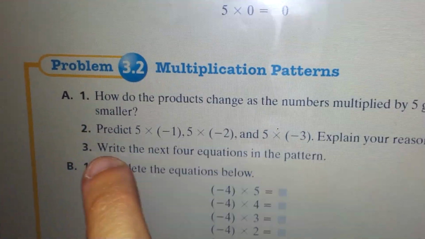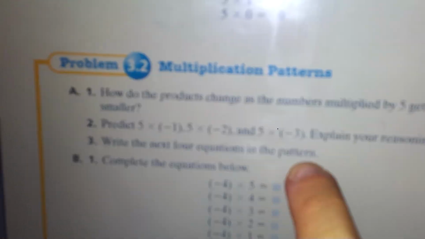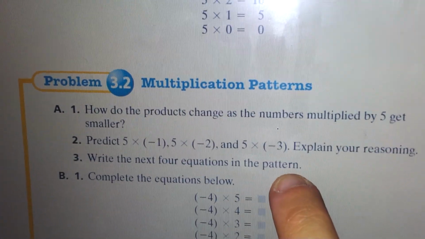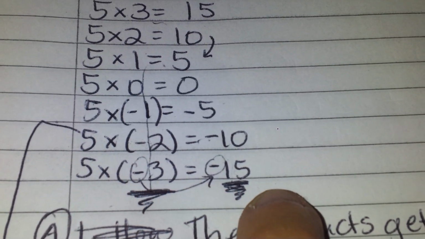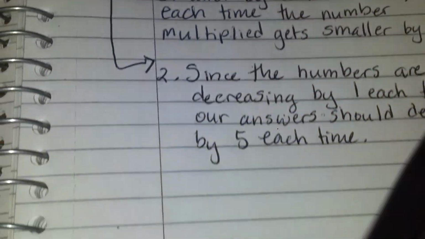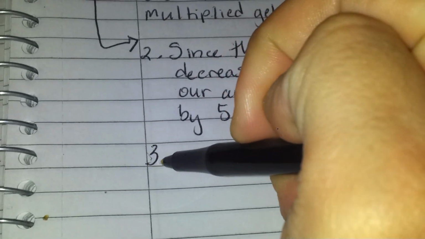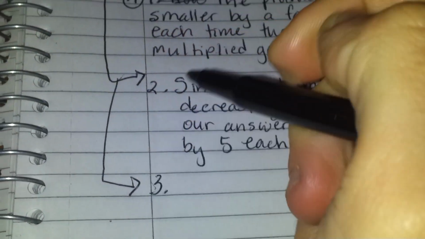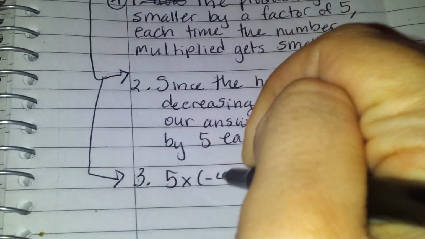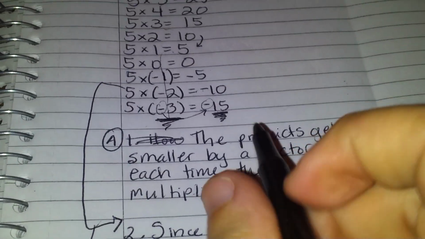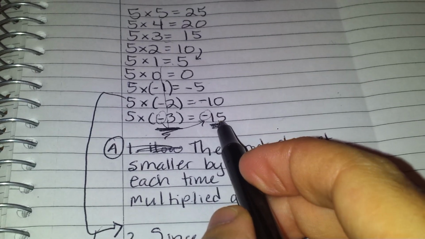Let's check out number 3. Number 3 is asking us, write the next 4 equations in the pattern. Well, we did this, really. We did 5 times negative 1 is negative 5. We did 5 times negative 2 is negative 10. We did 5 times negative 3 is negative 15. So the answer to 3.2 part 3 is these same 3 plus our 4th equation. 5 times negative 4 equals, can you guess? Should be smaller by 5. That's right, negative 20.